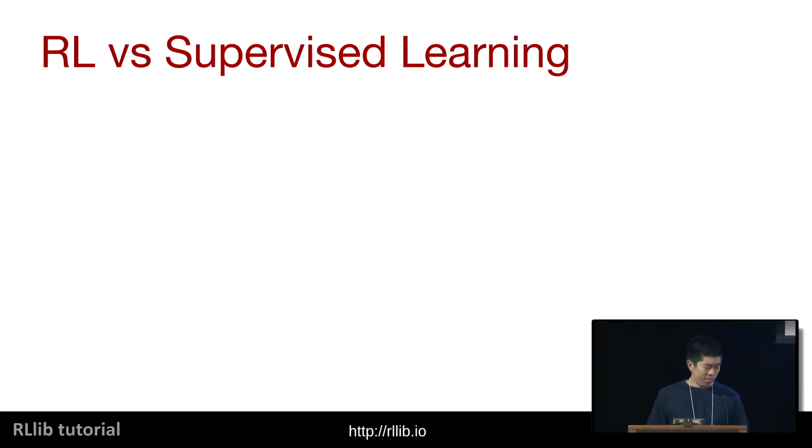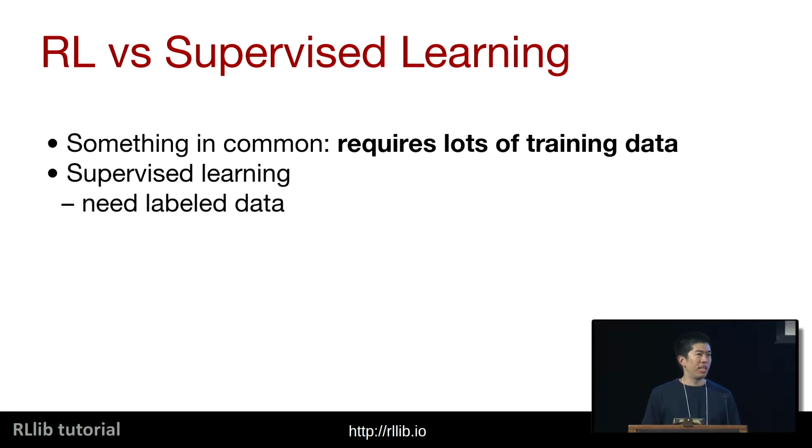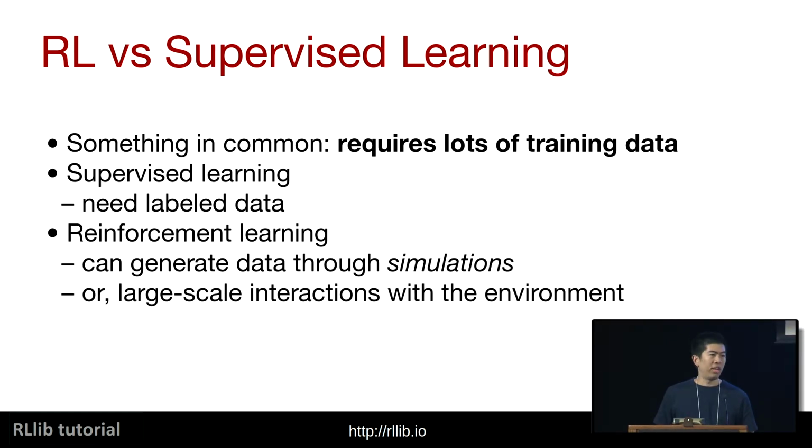You've seen the difference between RL and supervised learning, but there are many commonalities. One thing of particular note is that it requires a lot of training data, because at the end of the day, you're training a deep policy. For supervised learning, you need labeled data. For reinforcement learning, it's kind of easier in some sense in that you can generate data yourself through simulations. So you don't need a data set, you can just generate data out of thin air, or by interacting with the environment at large scale.